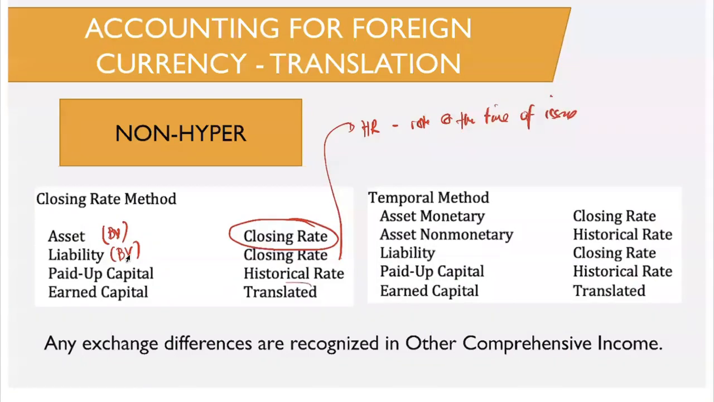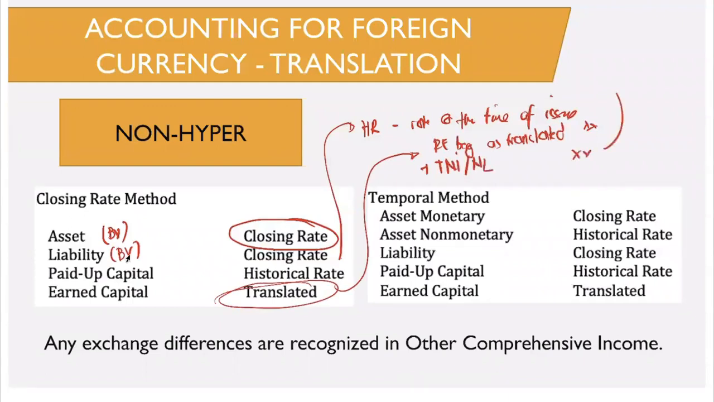Then we have your earned capital, which is translated. Sir, how do we compute the translated earned capital? The translated earned capital is your retained earnings beginning as translated last year, the beginning translated, plus your translated net income or net loss. How do we compute the translated net income or net loss? Normally, we use the average rate or the spot exchange rate.